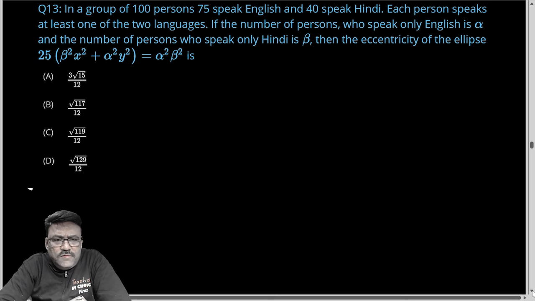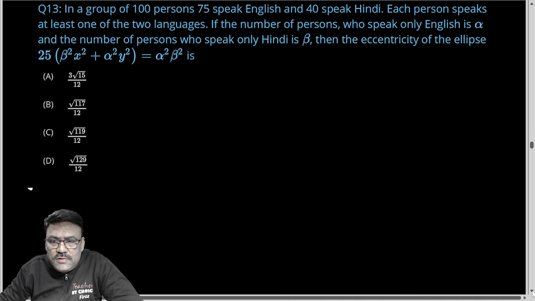See this question, this is based on sets and we have an ellipse. So sets and an ellipse, a combined multi-concept question, the concept of sets and ellipse will be used here. They are saying that in a group there are 100 persons, 75 speak English, 40 speak Hindi. Each person speaks at least one of the two languages, means the union contains 100. So basically, let's say this is the set of persons speaking English. And this is the set of persons speaking Hindi.